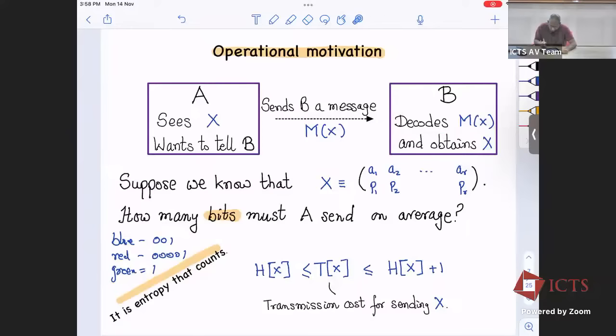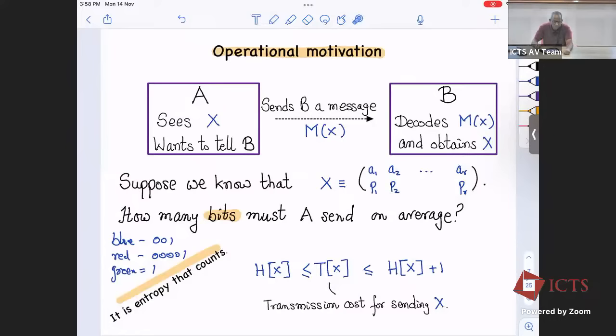Okay. And this length, 3 in this case, is the cost of transmitting blue. And when green appears, you get away by sending only one bit. So things which have very high probability, we would like to give them shorter strings. Things that have low probability, we can afford to give them longer strings. And there should be no error. Bob should be able to decode perfectly.